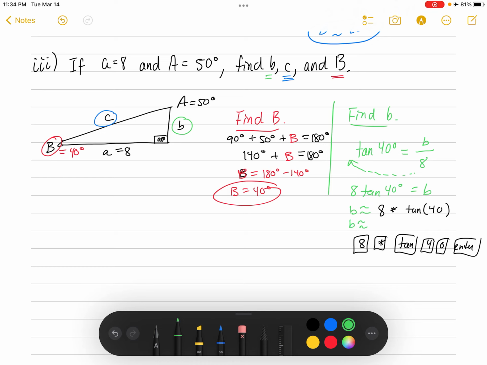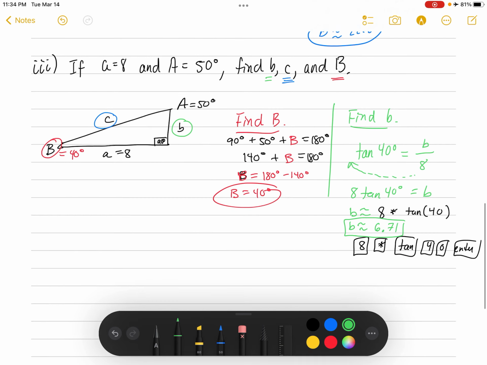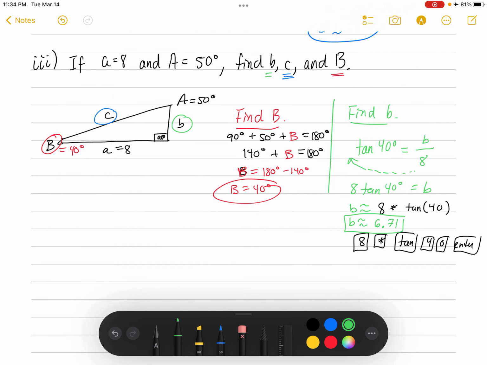Let's see, 8 times tangent 40. I'm actually going to close parentheses. You really don't need to close the parentheses, but I'm going to do it. I got about 6.7. I'm going to go more decimal places. I'm going to go 6.71. So for lengths, I'm going to go 2 decimal places. For angles, I'm going to go just 1, but for lengths, I'm going to go 2.